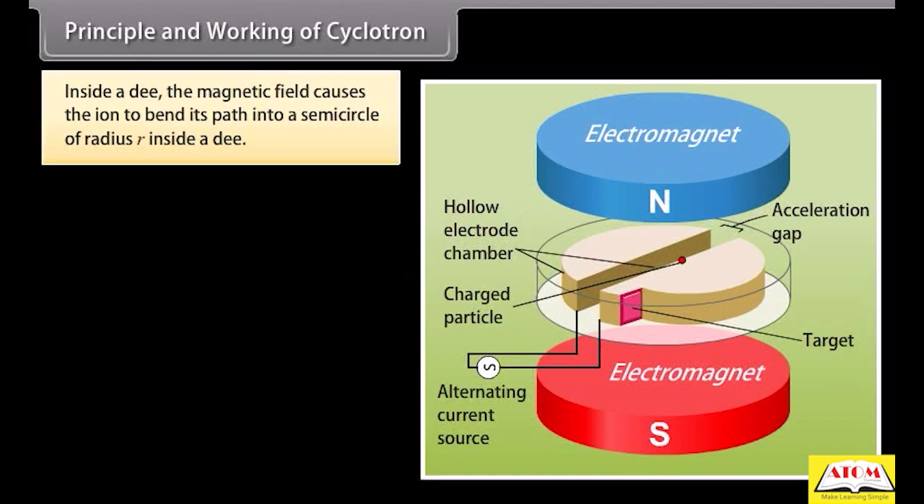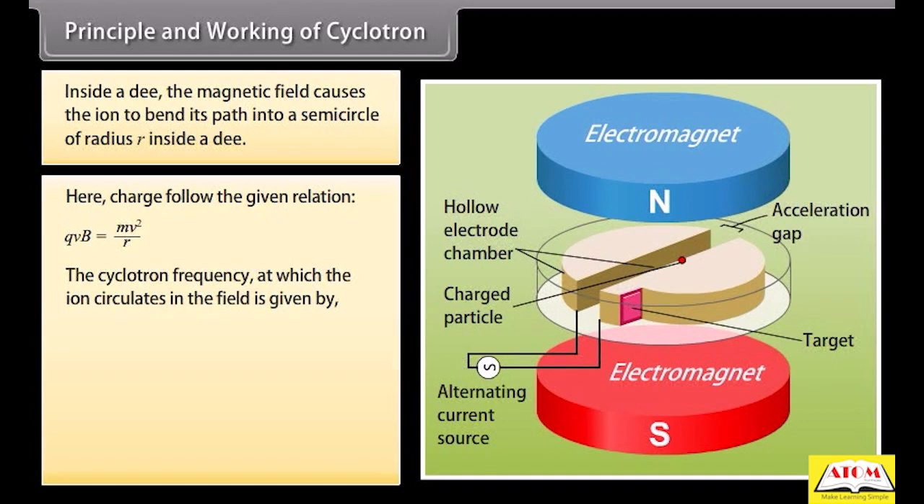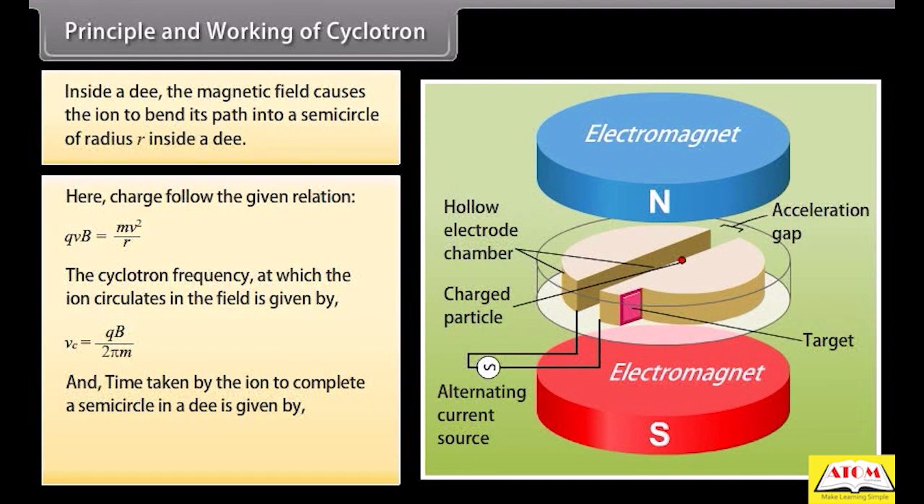Inside a D, the magnetic field causes the ion to bend its path into a semicircle of radius r. Here, the charge follows the given relation: qvB = mv²/r. The cyclotron frequency at which the ions circulate in the field is given by qB/2πm. And the time taken by the ion to complete a semicircle in a D is given by πm/qB. At resonance condition, the ion arrives between the Ds exactly in time to be repeatedly accelerated and gains energy.